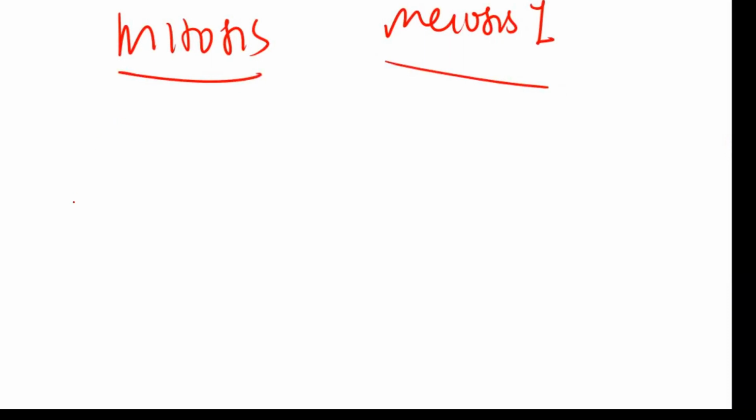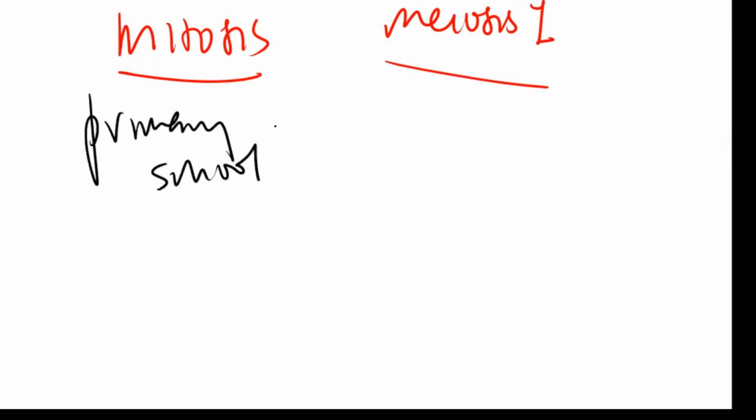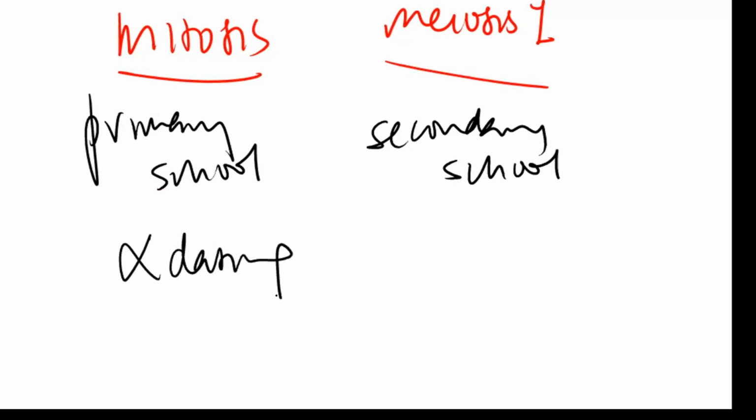Okay, so mitosis is like primary school. Meiosis 1 is like secondary school. Guys, is there a big difference? What's the main difference between primary and secondary school? You see, my existing students know already. Mitosis, primary school, no dating. Meiosis 1 is like secondary school, can start dating.